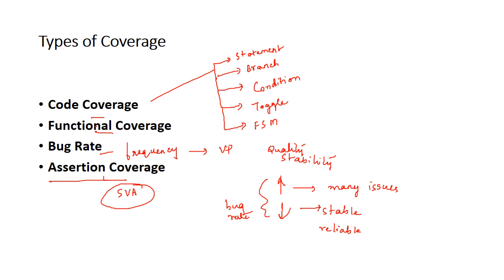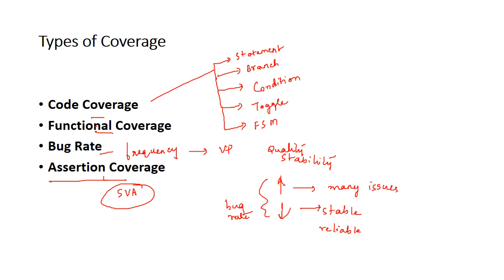So, that will be addressed by knowing the value of the bug rate. And the last type of coverage that we have is assertion coverage. This assertion coverage is going to measure how well the assertions in a particular design have been exercised during the simulation process. Usually, these assertions are used to specify expected behavior as well as constraints in a design, and it helps us verify whether these expectations are being met or not.